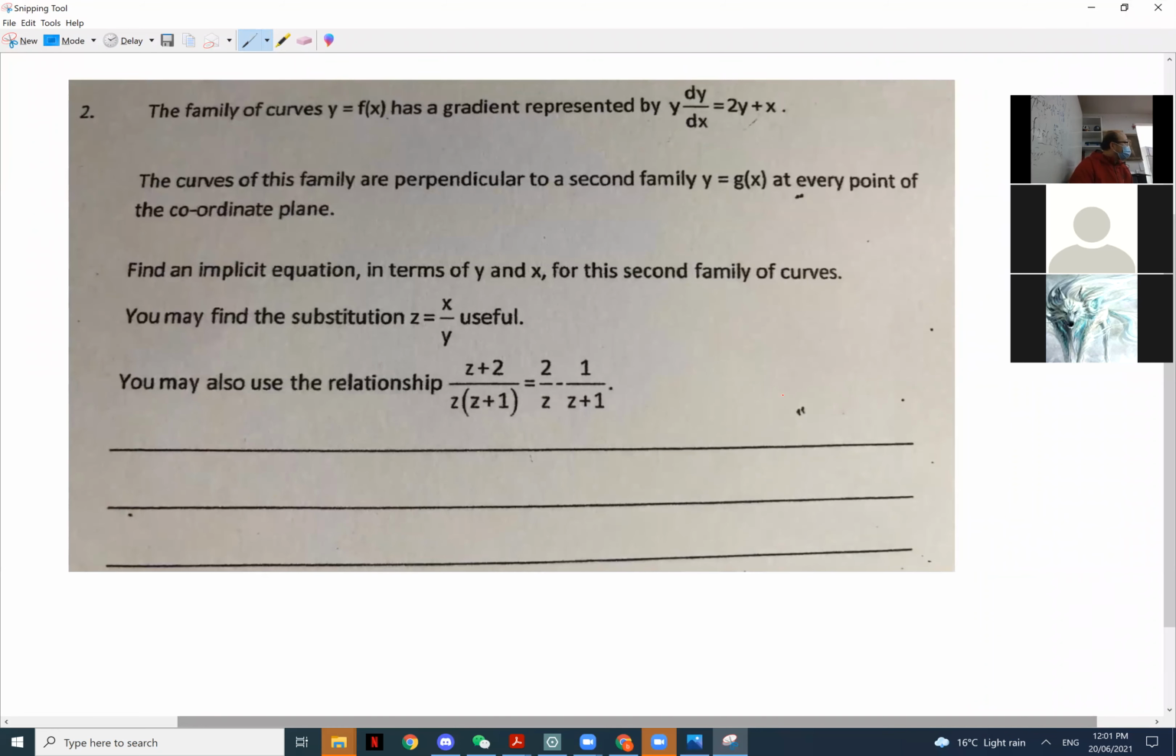So what are you learning at school now? Samples and estimation. Oh, confidence interval. Oh, the unbiased estimation.